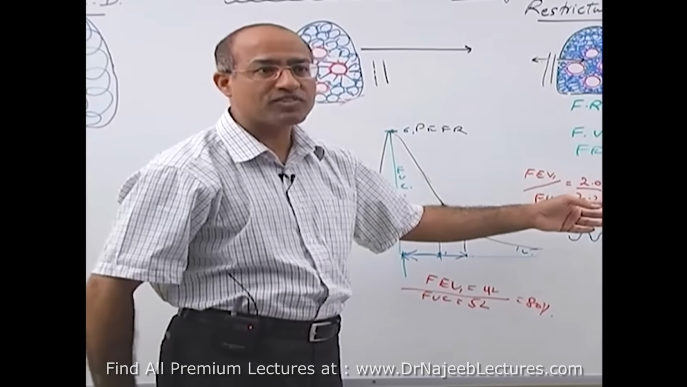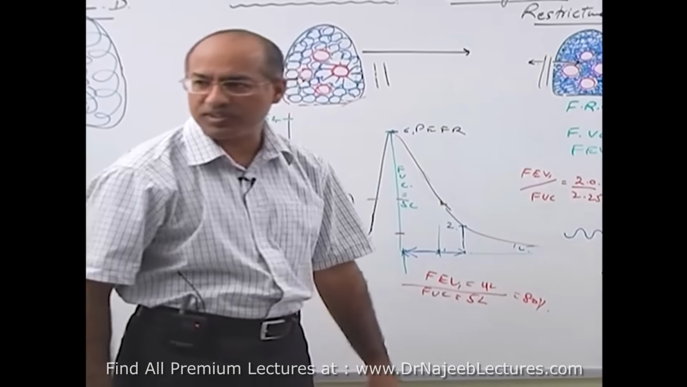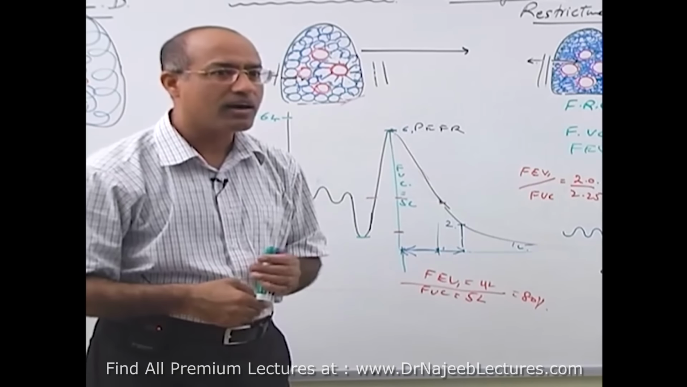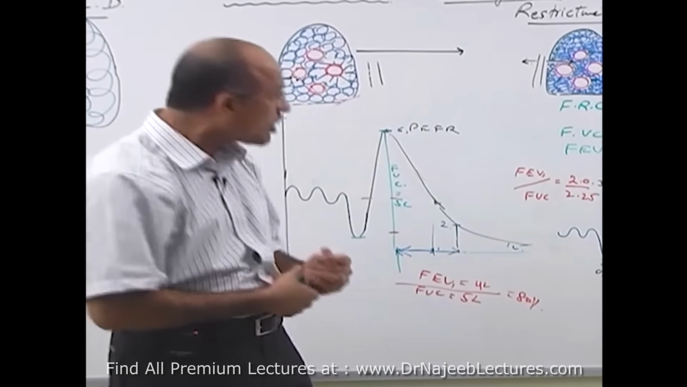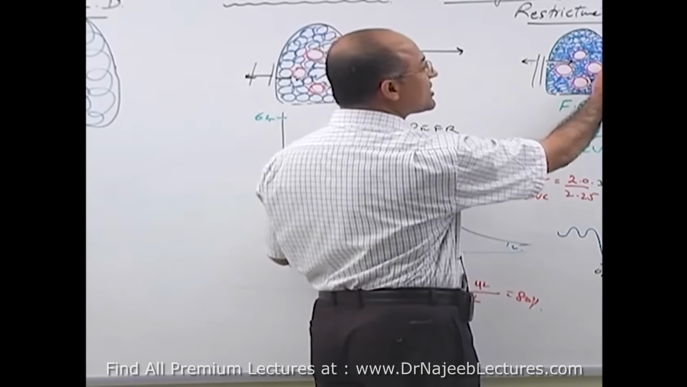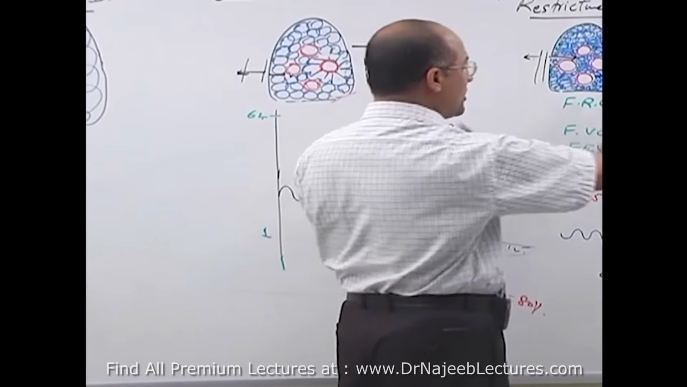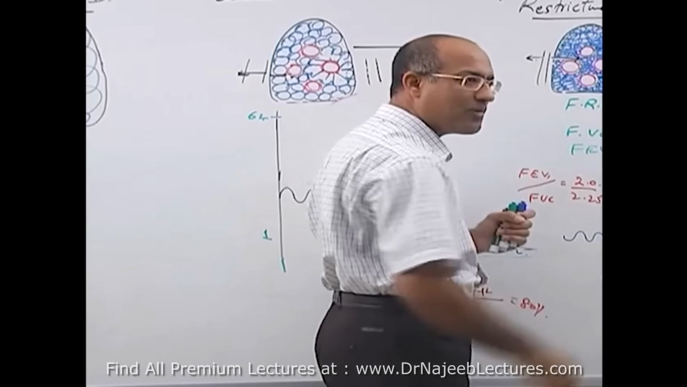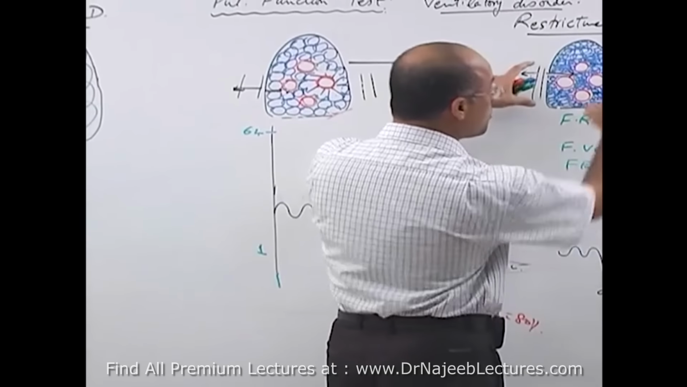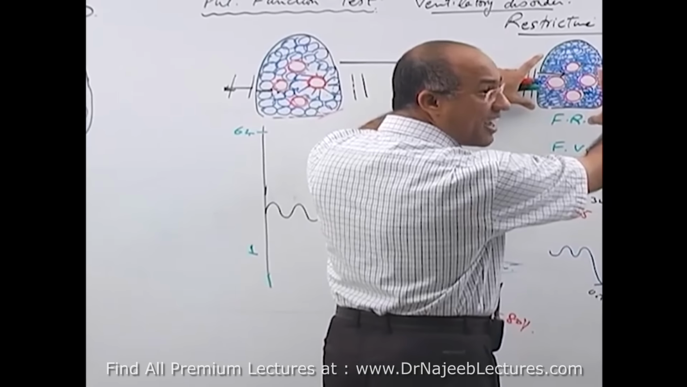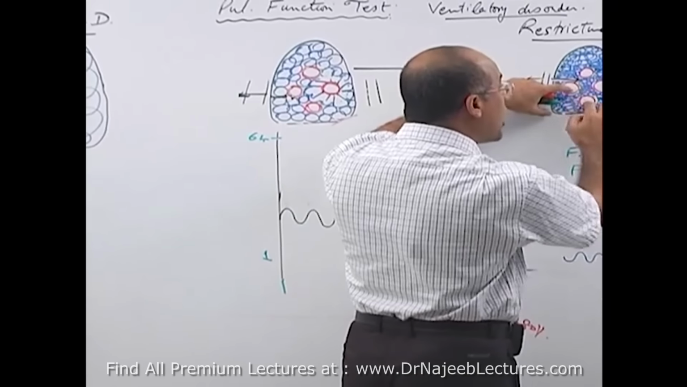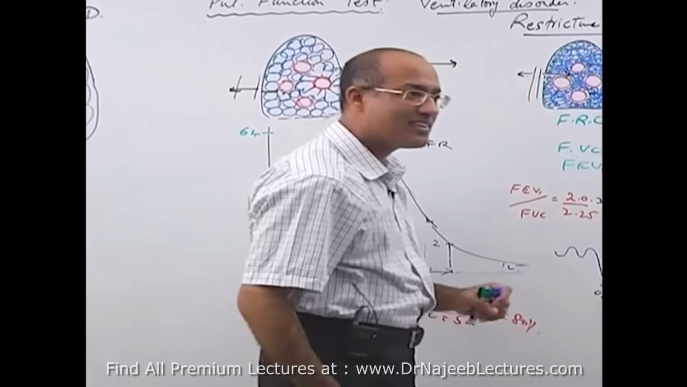Is it less than 80%, more than 80%, or approximately 80%? It's more than 80%. Is it possible? The answer is yes. Sometimes in restrictive diseases, fibrotic tissue pulls traction on the airways, and they become wider than normal. And when the person tries to blow out the air, because the lung has a high recoil, it very strongly pushes the air out through very wide airways.